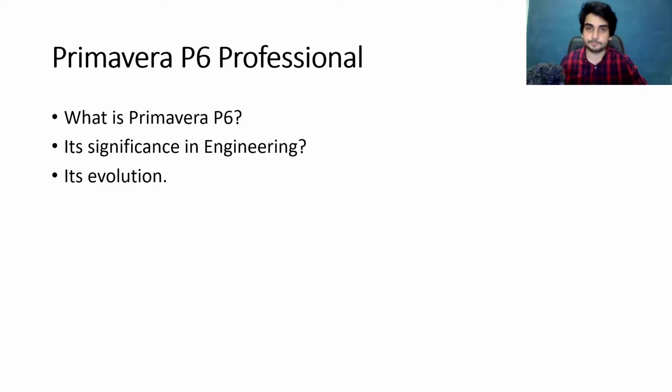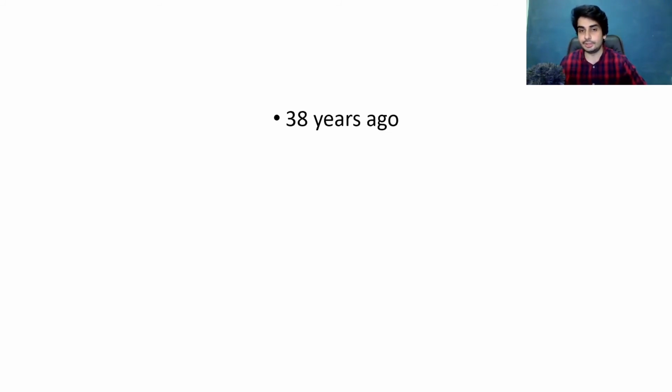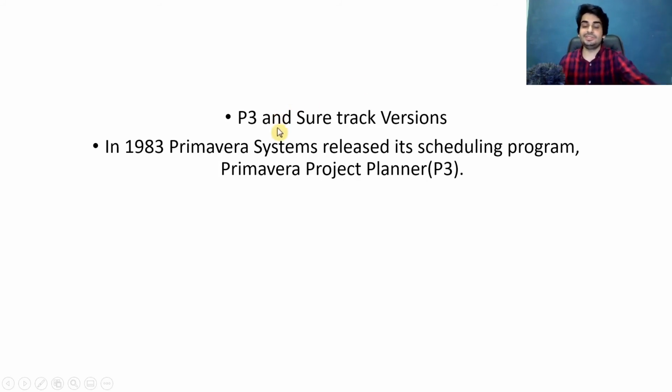Let's discuss its evolution. So this software was basically invented 38 years ago, which is 1983. The company was Primavera Systems. And initially they invented P3 and Short Track versions, which were related to project management. So it wasn't P6, just like today it is Primavera P6. It was P3 and Short Track. In 1983, Primavera Systems released its scheduling program, Primavera Project Planner P3. Right? So that's where the journey of Primavera project management software began.